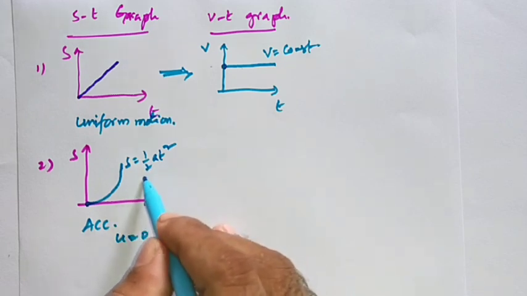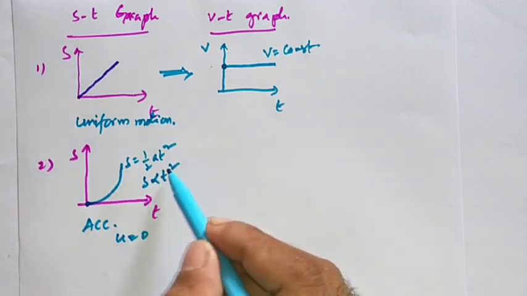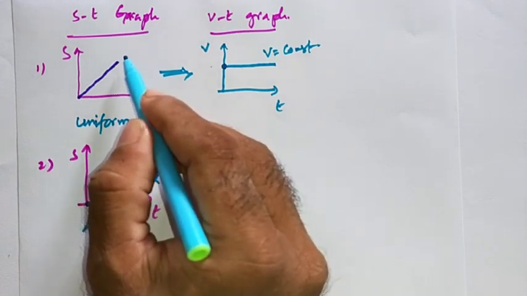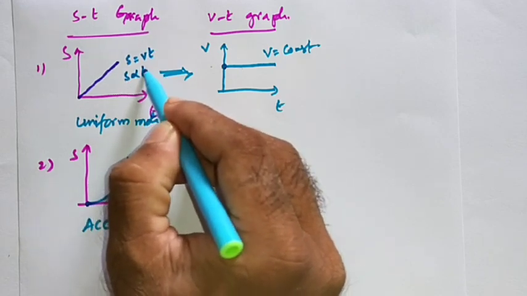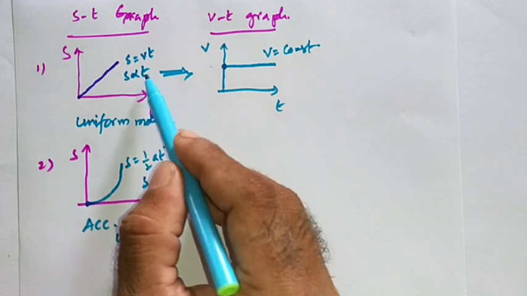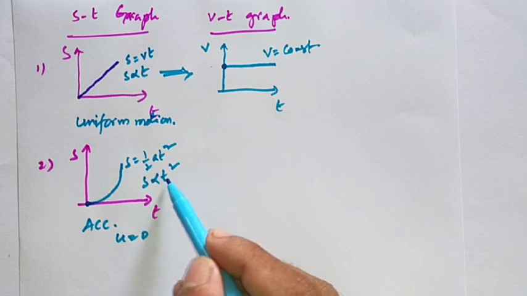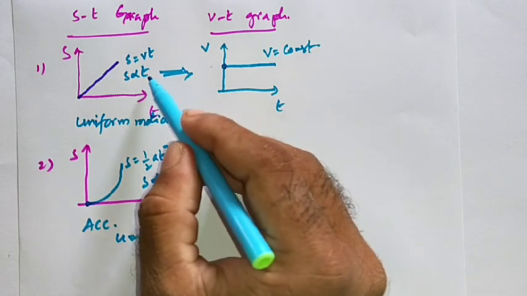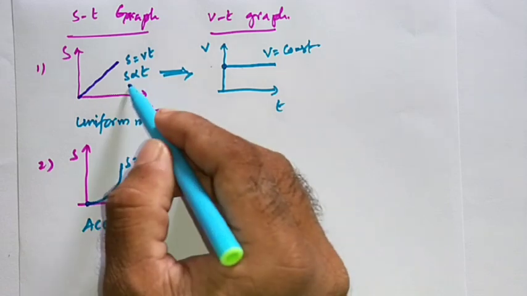See, from this, s is proportional to t square. Here, what do you get here? S is equal to distance equal to speed into time. S is proportional to t. When s is proportional to t, the graph is a straight line. When s is proportional to t square, the graph is a curve, parabola. Do you understand the difference between that? When s is proportional to t, y is equal to x, and when s is proportional to t square, y is equal to x square, like that.